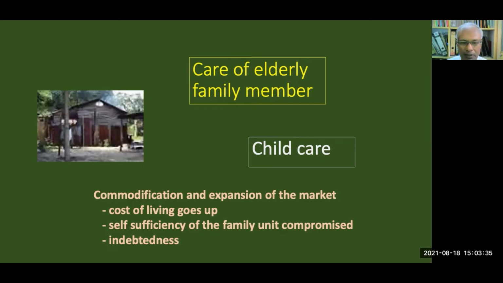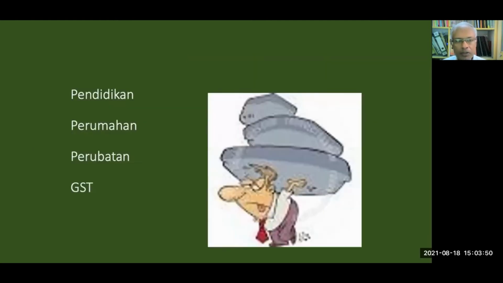There's commodification. So basically, the cost of living goes up, self-sufficiency of the family unit is compromised, indebtedness goes up, and the income isn't enough. So you've got to understand that everything becomes a burden, things that last time we could provide for ourselves. Now, though our income is more, I think in the 70s rubber tappers earned about $300 a month. Now they earn about $1,200. So it's 4 times more in money terms, but the burdens are much more.